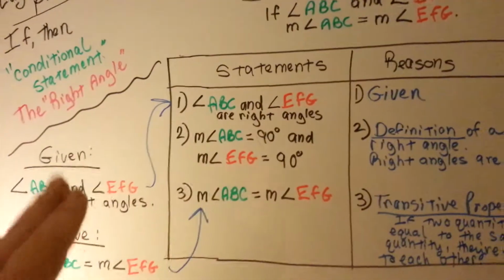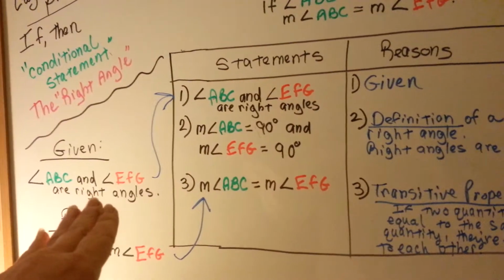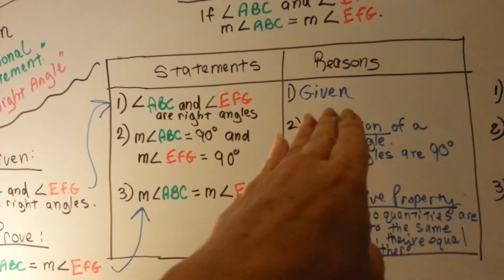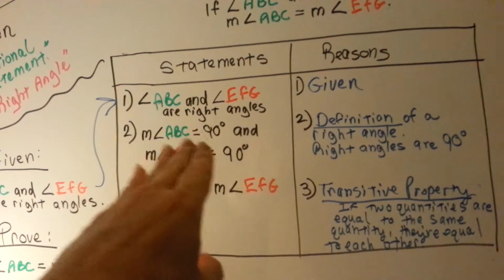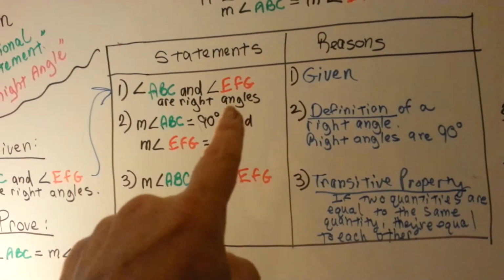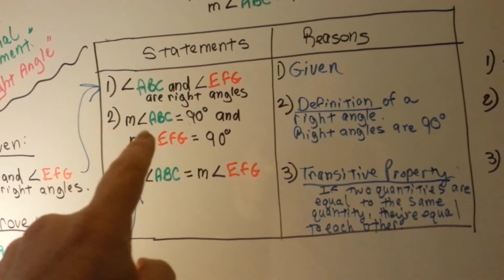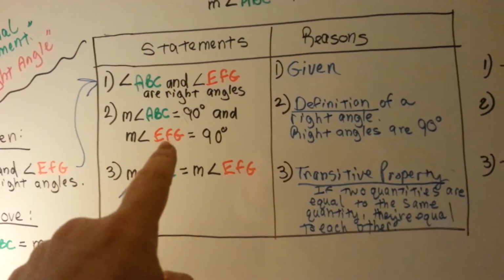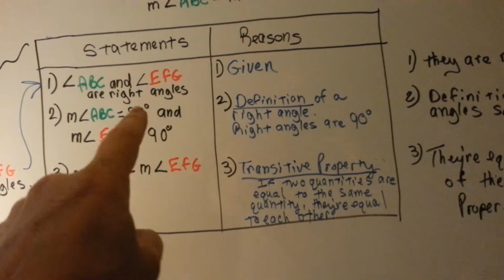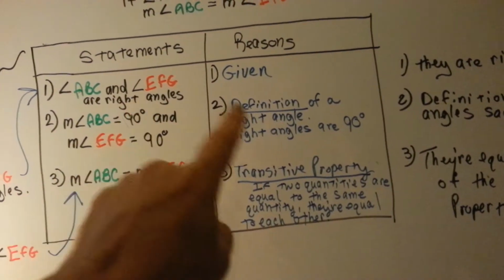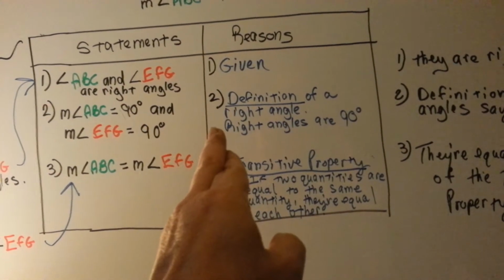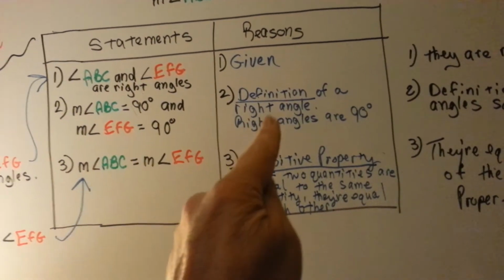So we have our given that ABC and EFG are right angles, so we put that as number 1, and we write that the reason for it is it's given. We're told that. That's our evidence. So because they are right angles, number 2 is that the measure of ABC is 90 degrees and the measure of EFG is 90 degrees. And our reasoning for that is the definition of a right angle. They told us it was a right angle. So we went to the dictionary, our little geometry dictionary that said the definition of a right angle is 90 degrees.